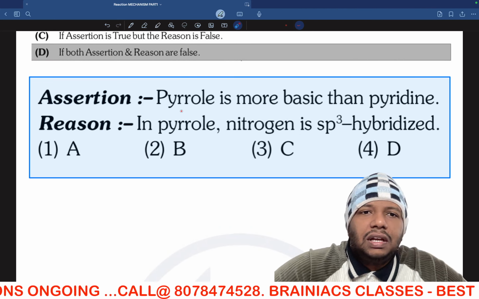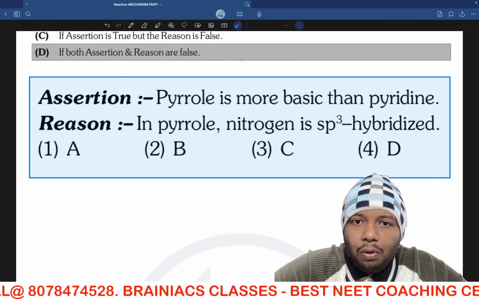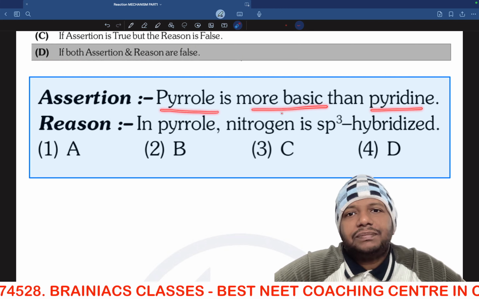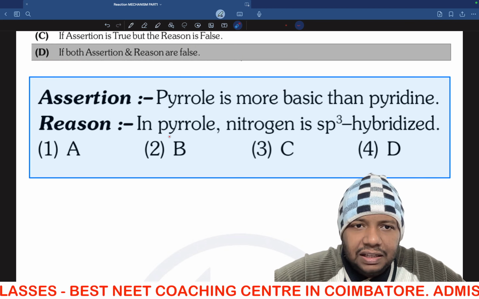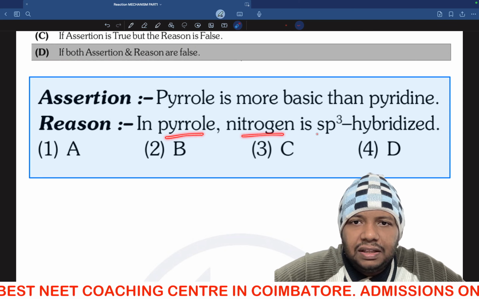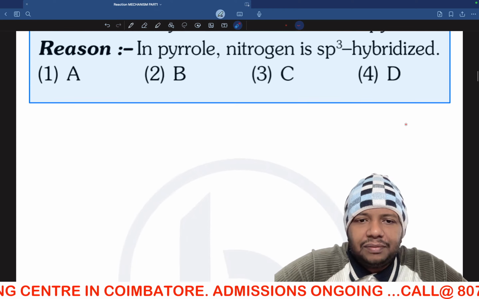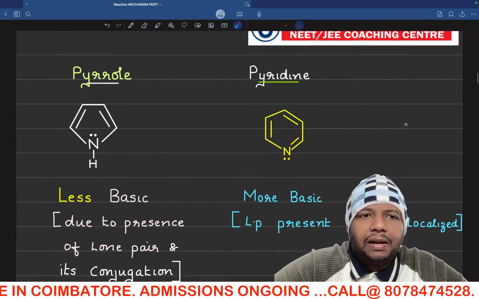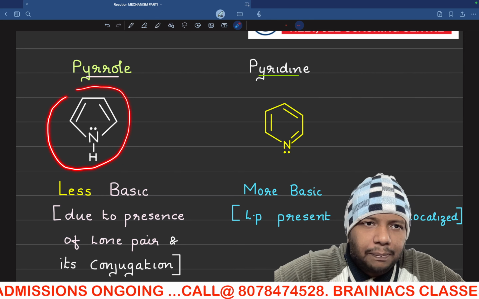Listen. Here they have given the assertion: pyrrole is more basic than pyridine. They are commenting about basicity. The reason they give is that in pyrrole nitrogen is sp3 hybridized. Okay. So let's analyze that. So what is pyrrole, sir? Pyrrole is nothing but, you can see the structure. So this is our pyrrole fundamentally.